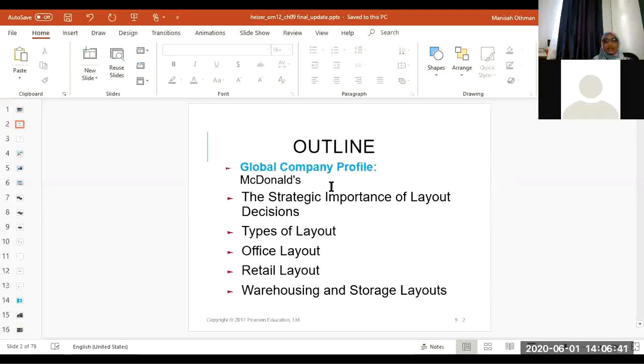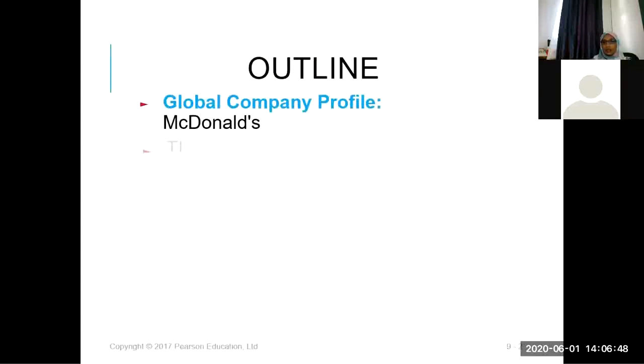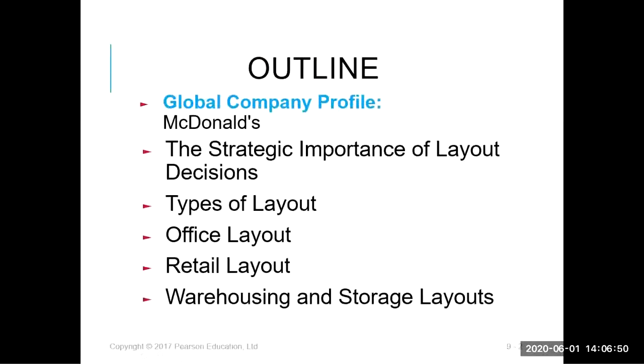The example that this textbook used to explain the layout, the best example is McDonald's. Globally, McDonald's is the simplest way to explain the layout decision, right? Next we will explain the importance of layout decision and the types of layout decision.